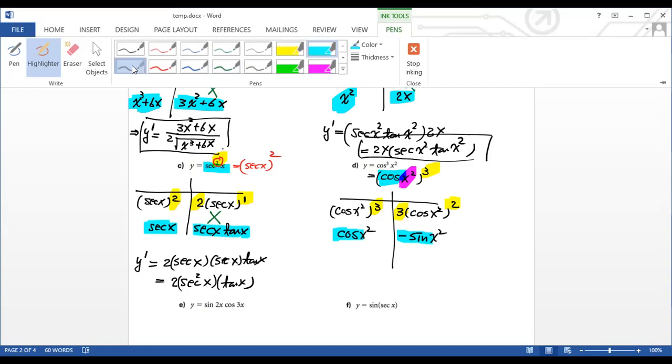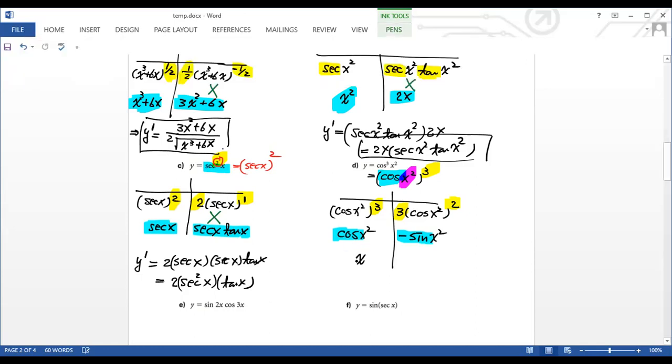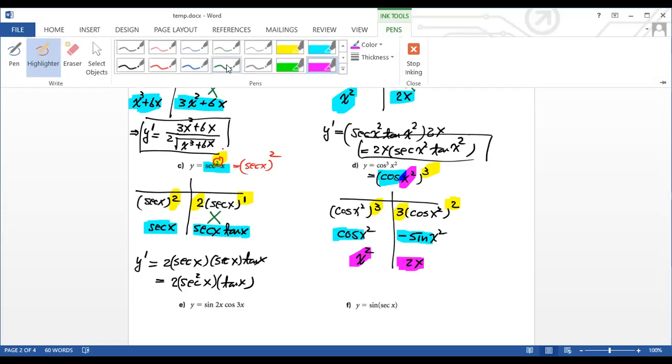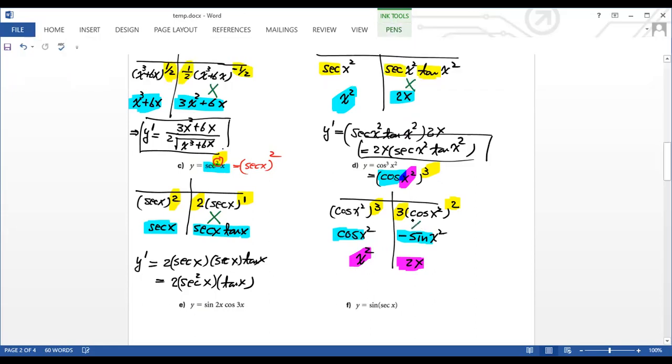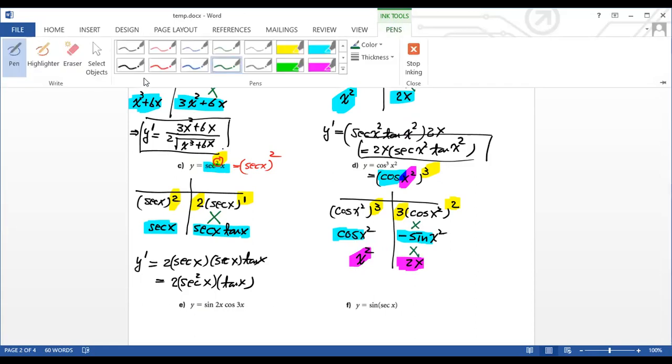Now, what is the last layer here? The last layer is x squared. And the derivative of x squared is 2x, right? So that's my third layer and the third layer derivative. Now we do the same. The final answer will just be the product of these, right? Okay, so let's rewrite it.